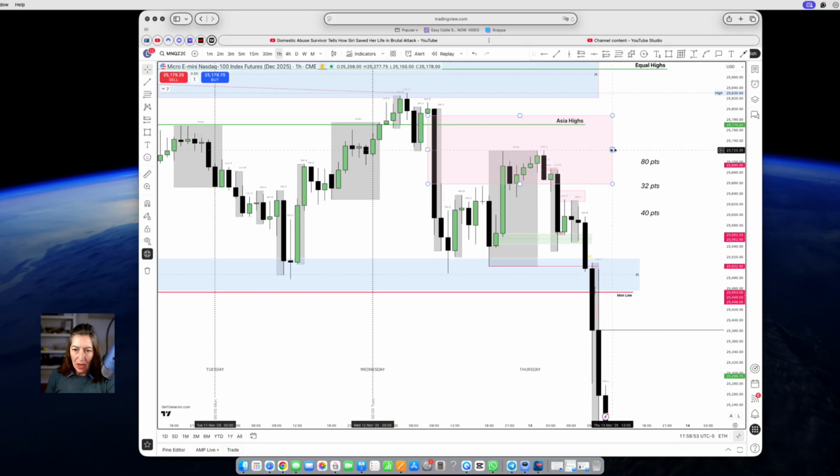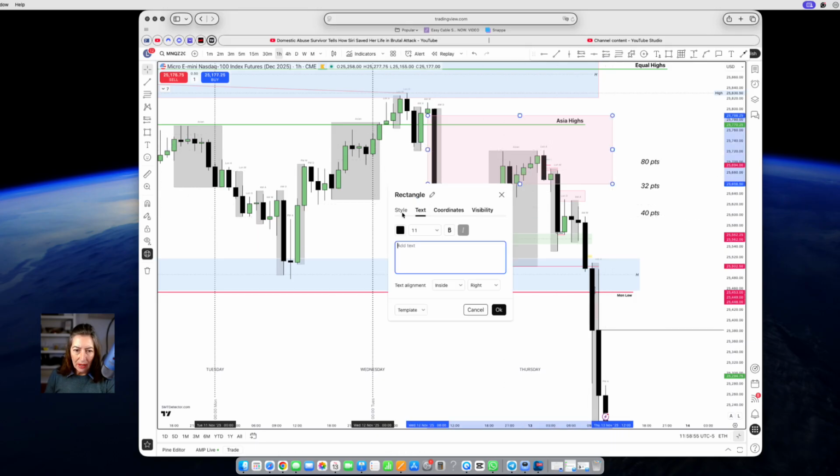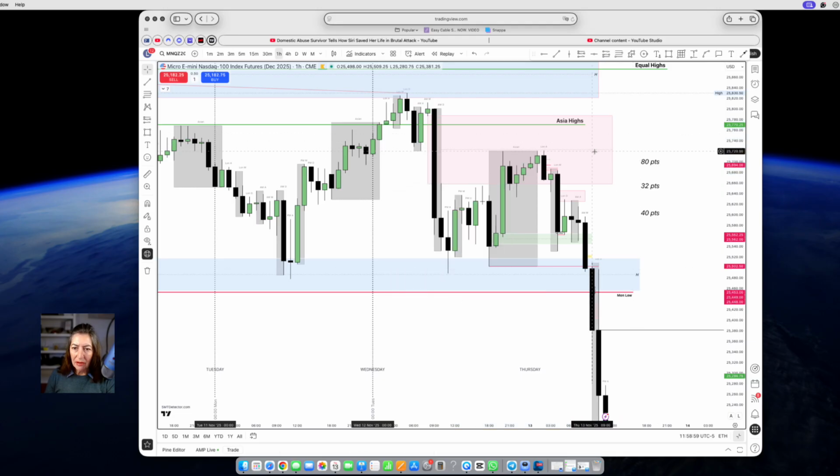I'm just going to put in here the 50% of this SIBI because that's important. Okay, so price reprices up into this SIBI from where this drop occurred, and look where it came to. It came right to the consequent encroachment, the 50%. So that tells me that price doesn't want to go any higher.